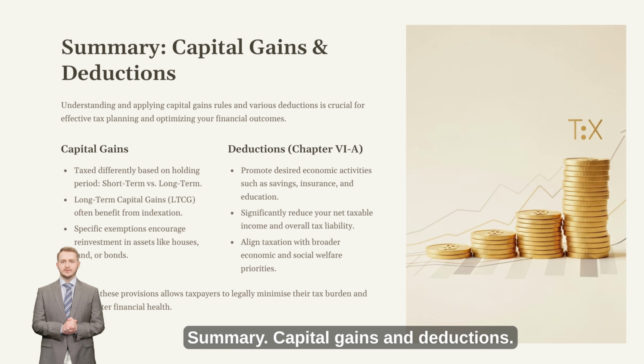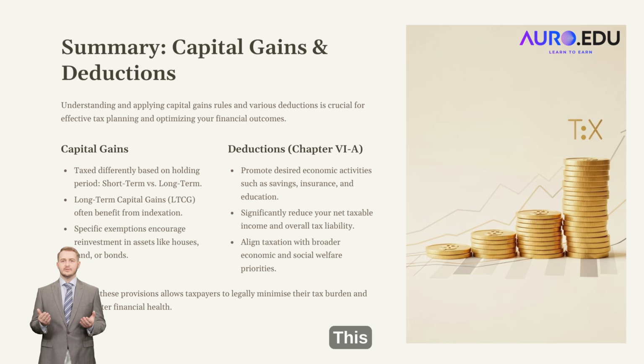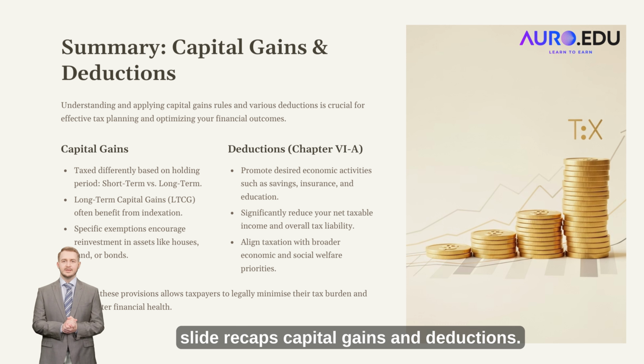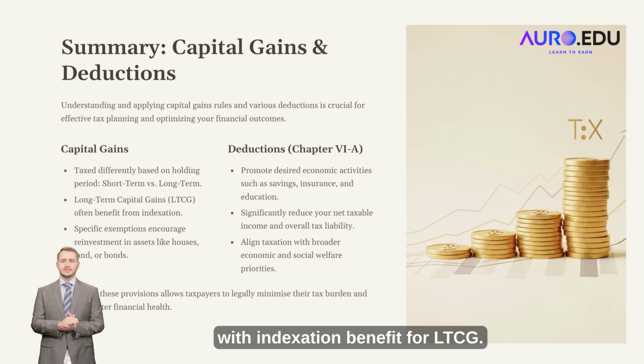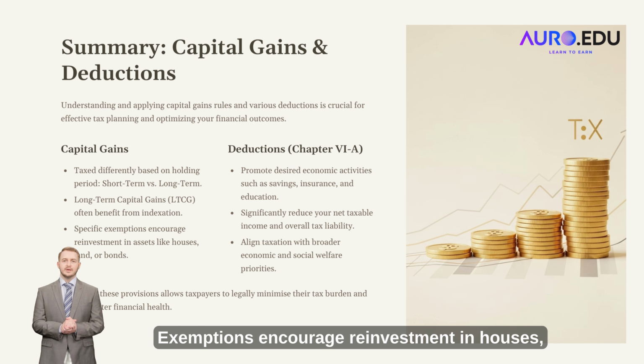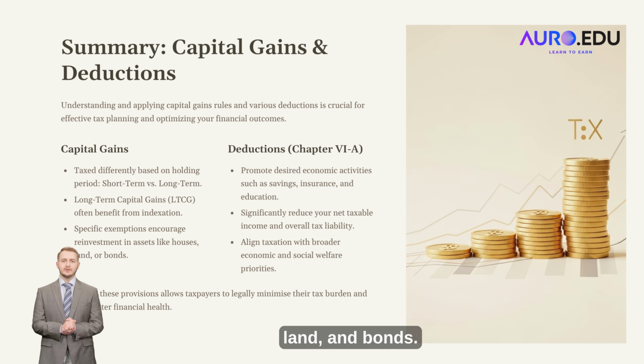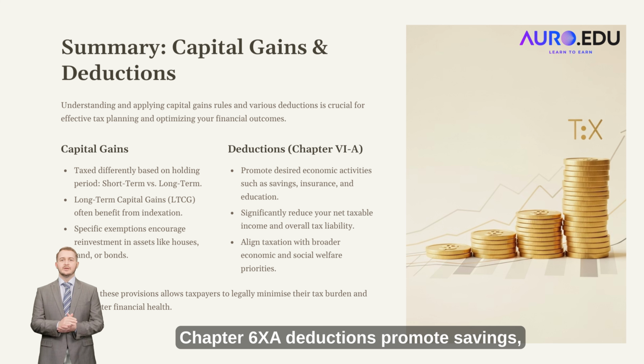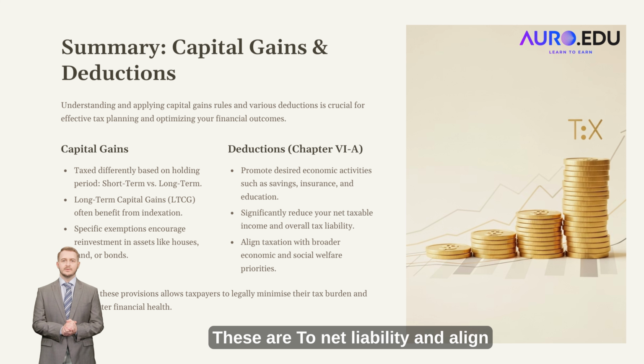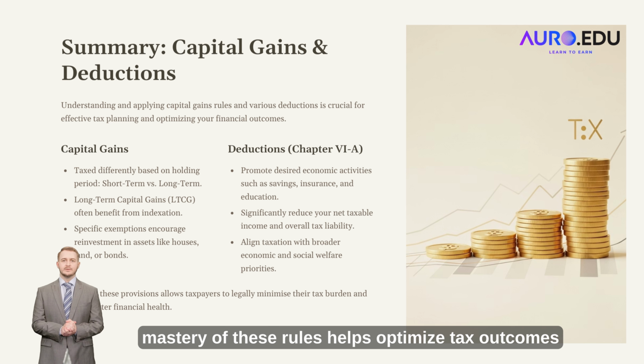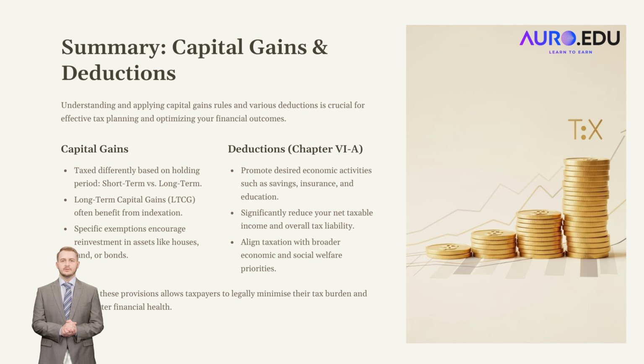Summary. Capital gains and deductions. This slide recaps capital gains and deductions. Short and long-term assets are taxed differently, with indexation benefit for LTCG. Exemptions encourage reinvestment in houses, land, and bonds. Chapter 6A deductions promote savings, insurance, education, and social welfare. These reduce net liability and align taxation with economic priorities. Mastery of these rules helps optimize tax outcomes legally.